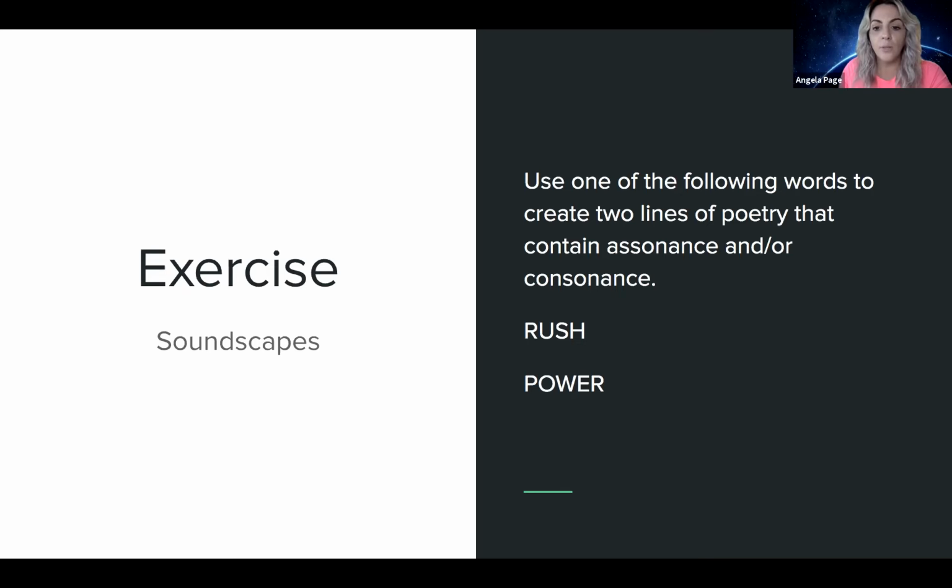So why don't you guys take a few minutes, about 10 minutes, and see if you can write a little couplet that has some assonance and consonants related to either the word rush or the word power. So you're gonna utilize one of these 2 words, okay? Go ahead, pause the video, and come back to me when you're ready.